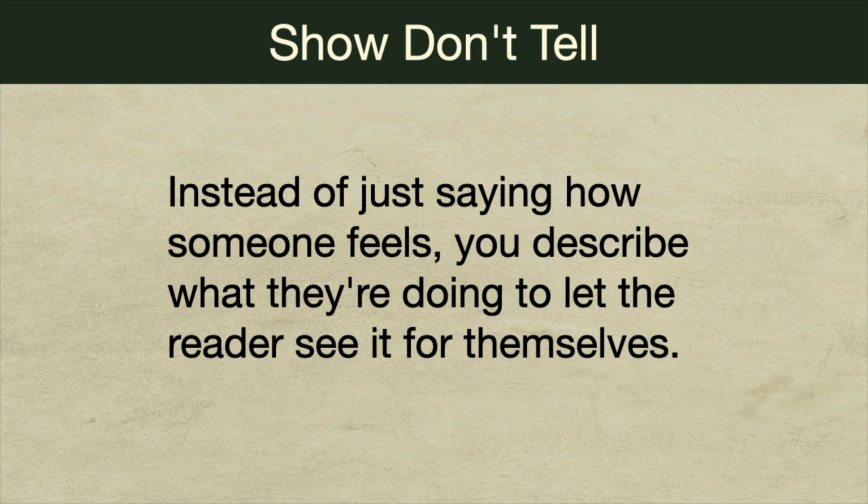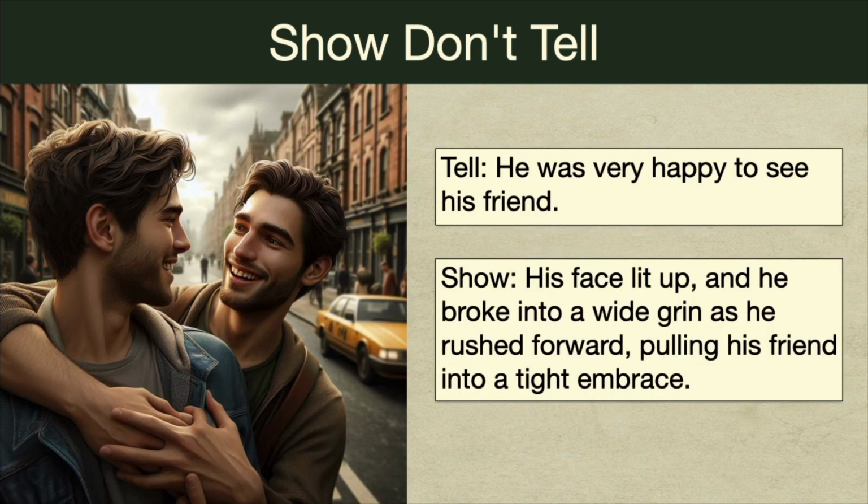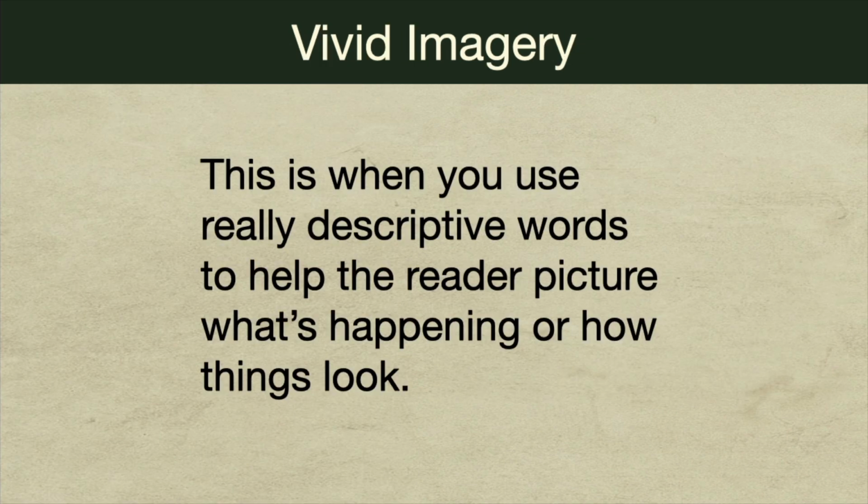Show don't tell. Instead of just saying how someone feels, you describe what they're doing to let the reader see it for themselves. Example. Tell: he was very happy to see his friend. Show: his face lit up, and he broke into a wide grin as he rushed forward, pulling his friend into a tight embrace.